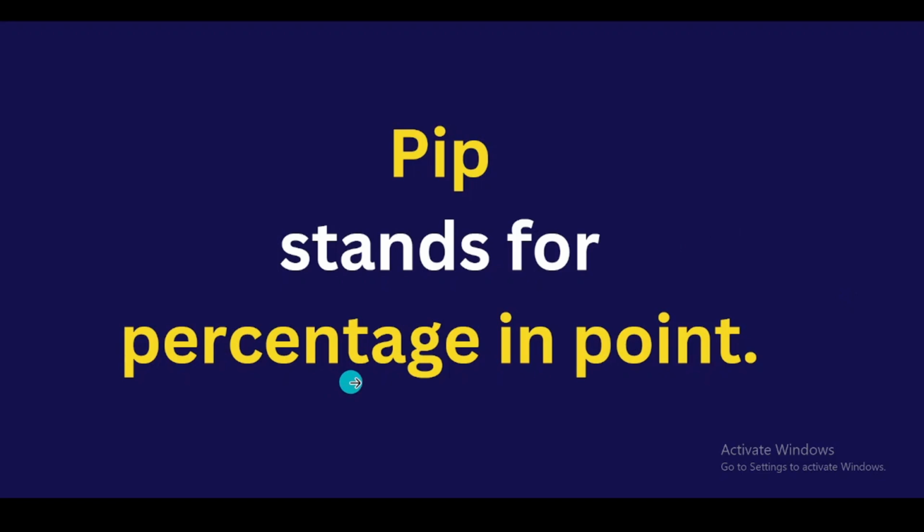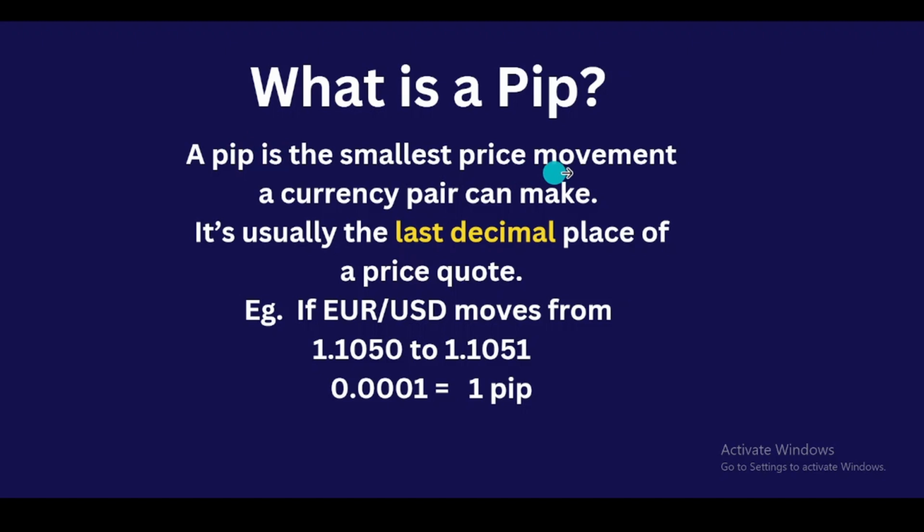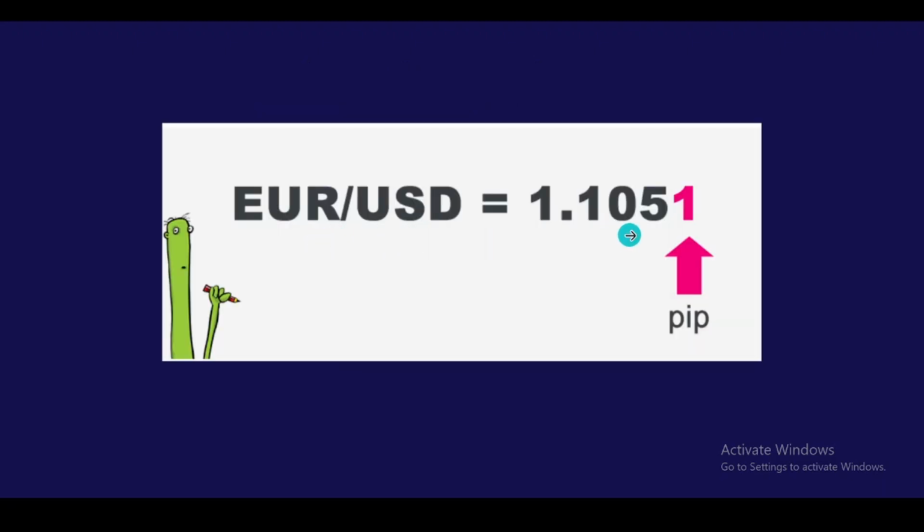Pip stands for percentage in points. Okay, this word pip, it stands for percentage in points. Now let's have a clear definition of what a pip is. A pip is the smallest price movement a currency pair can make. It's usually the last decimal place of a price quote. Now, take for example, if Euro USD moves from 1.1050 to 1.1051, if you calculate this, what you're going to get will be 0.0001, which equals 1 pip. Euro USD, you can see this last digit here is what is called a pip.